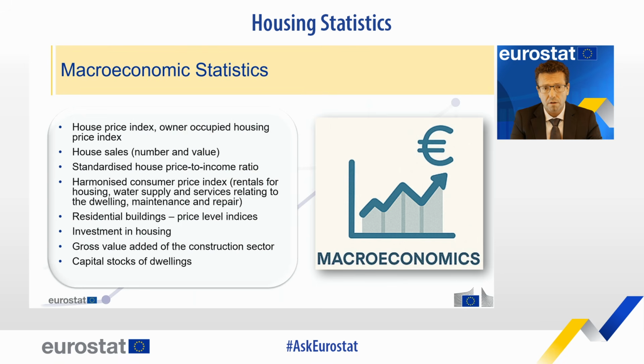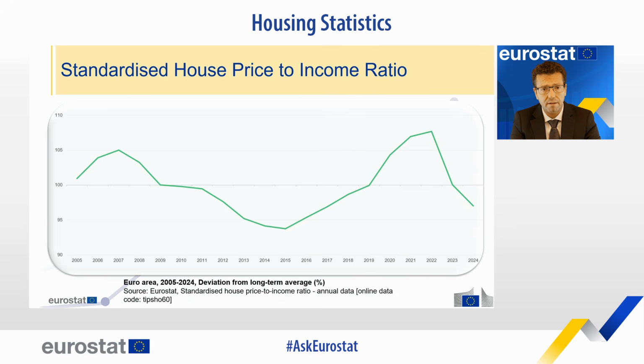phenomena. Starting with macroeconomic statistics, Eurostat produces a very wide range of data that is useful for analyzing housing aspects. We have prices, we have rents, we have data coming from national accounts, including investment in housing, the gross value added of the construction sector, and capital stocks of dwellings. We have selected this indicator, which is the standardized house price to income ratio, and it shows how it evolves as compared to the long-term average.